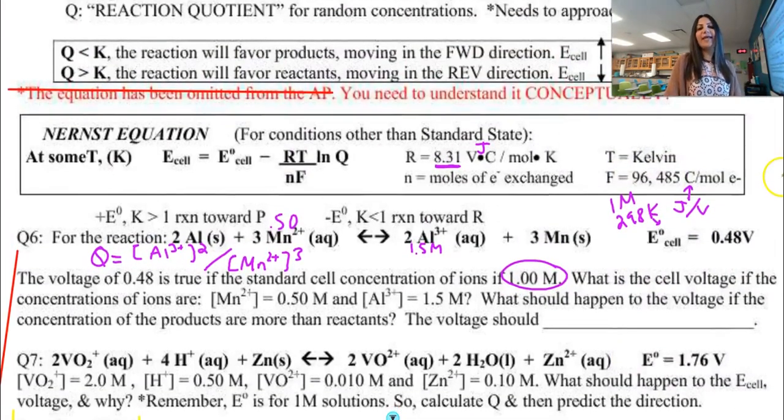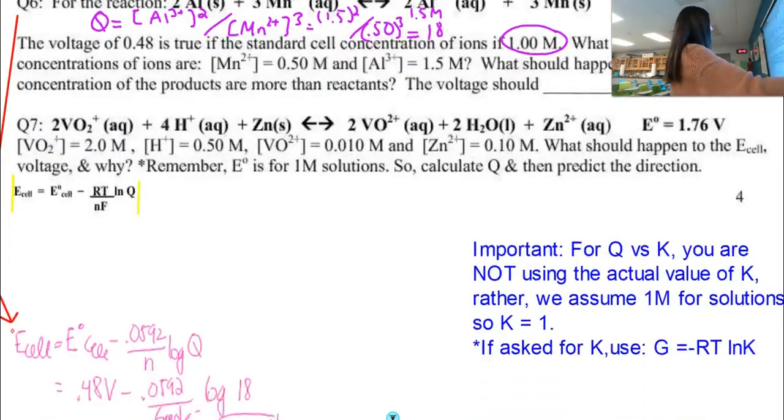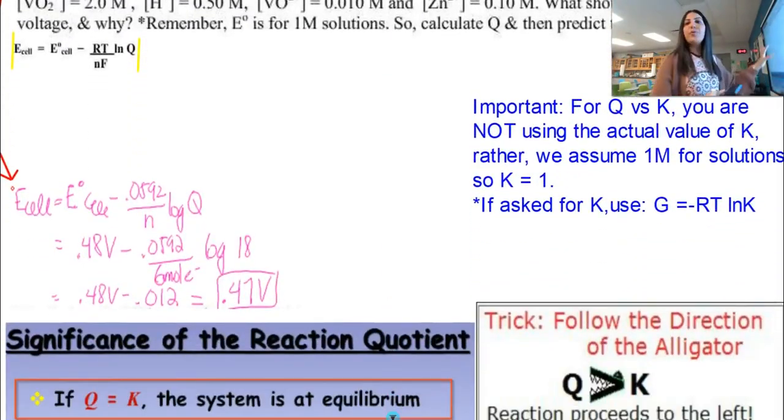So how do we get 18? Let's plug in our values here to see how we got 18. All we have to do is 1.5 squared divided by 0.5 cubed, and when I plug that into my calculator, I get 18. And so that's where we get the 18 from. When you end up doing all of this math, you end up subtracting and you get that the voltage is 0.47 volts. It was 0.48 before.